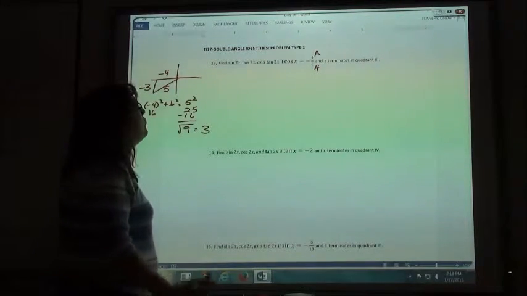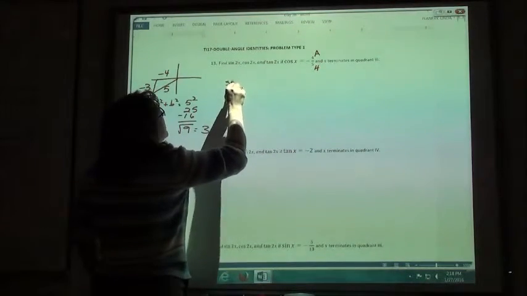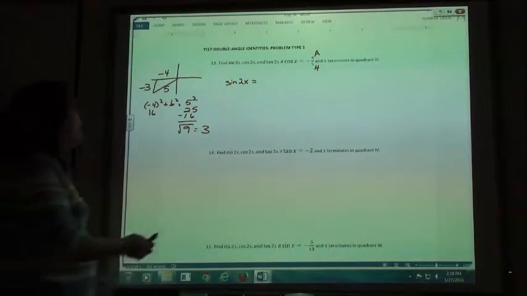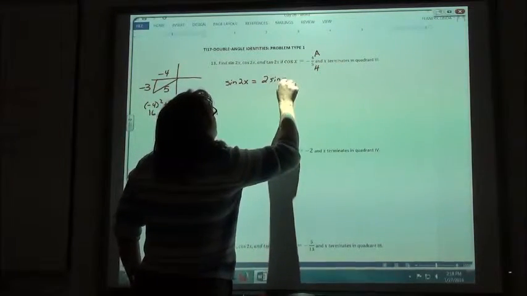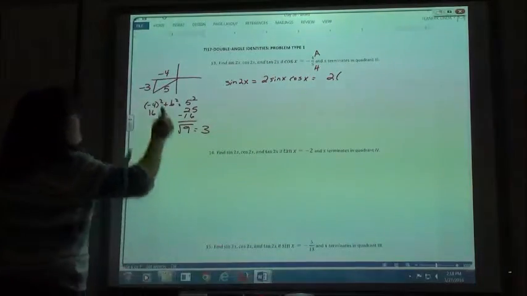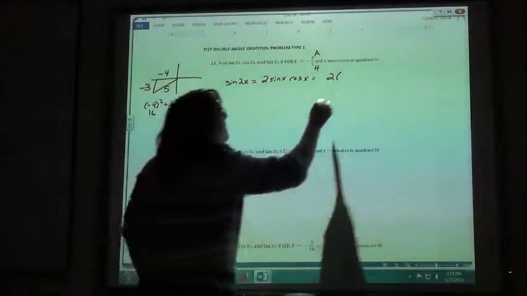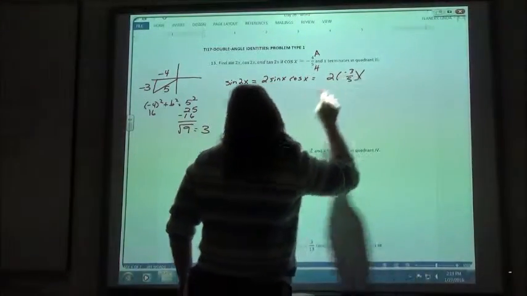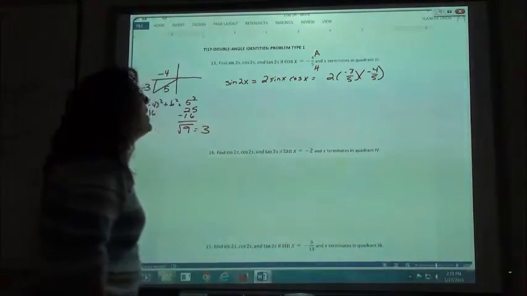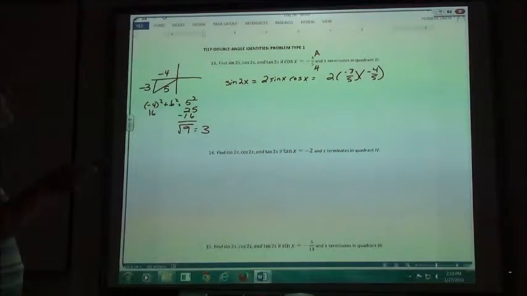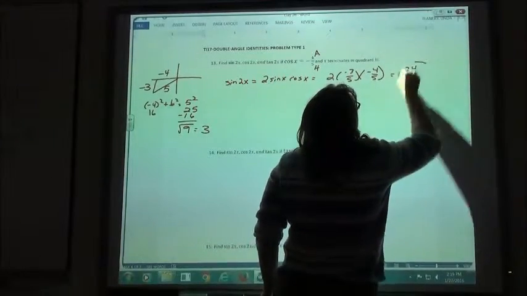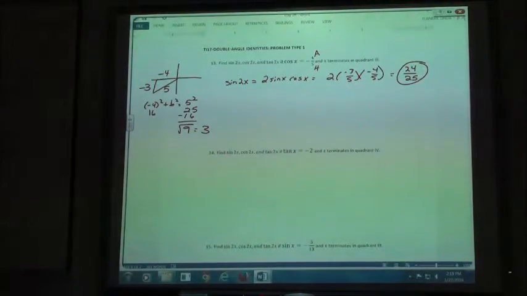So, using 3 different formulas, starting off with the sine of 2x. If you look that up on your paper, sine of 2x is 2 sine of x cosine of x. So I'm going to have 2 times the sine, which is negative 3/5, times the cosine, which is negative 4/5. And then I'm just going to multiply that out. So I am going to get 24 over 25, and it's going to be positive. And that is going to be my first answer for the sine of 2x.